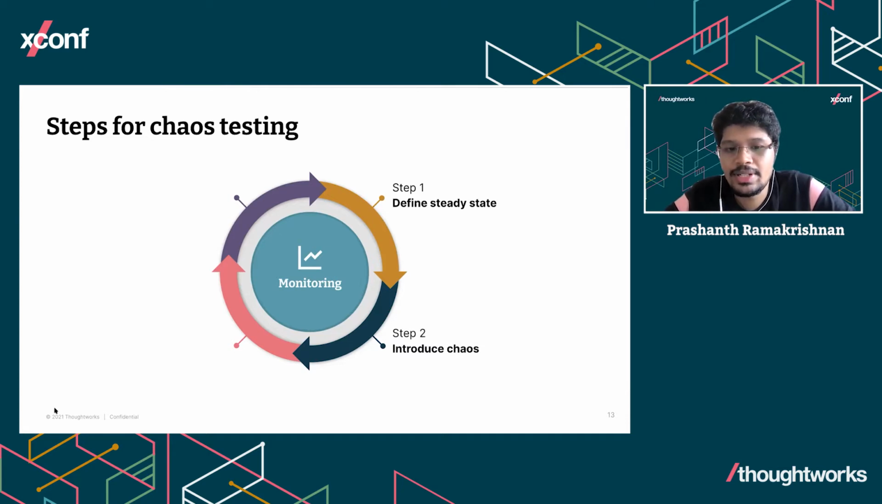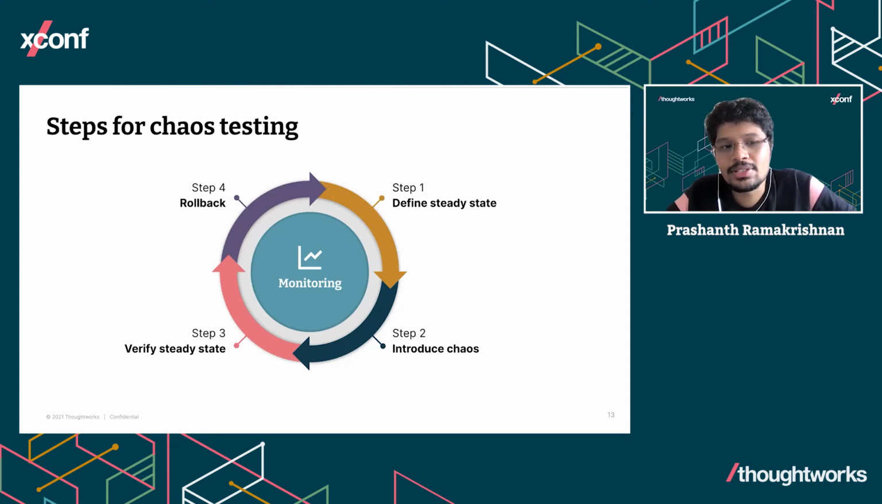Following which, we will introduce the chaos. What do I mean by this? We simulate a failure such as a network bottleneck or a disk fill or a latency or something of that sort. Following which, we verify the steady state, which is the state that we defined in step 1. In this step, we check if the system is working as expected, even after the chaos is introduced.